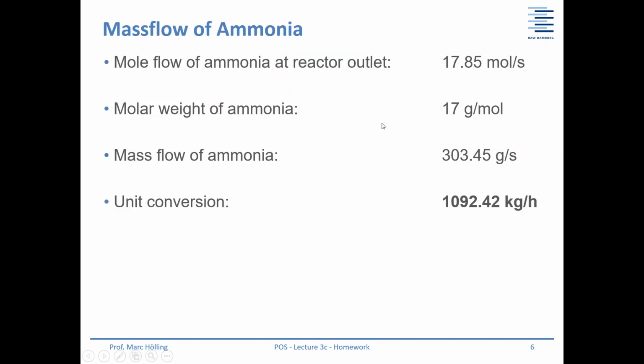If we know the molar weight of ammonia, 17 grams per mole, you just have to multiply 70.85 by 17, then you get 303.45 grams per second. And in the homework, it was asked to have the mass flow in kilograms per hour, and this is 1092.42 kilograms per hour. So just this value here times 3.6, and then you go from grams per second to kilograms per hour. Okay, so that was homework number 1.